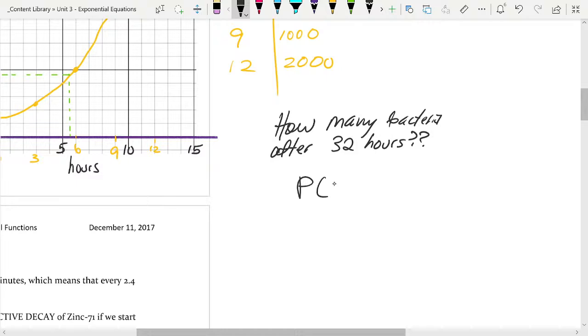I'll remind us the equation was P at H equals 125 times 2 to the exponent x over 3. Is that right? Right, it was 125 in 3 hours? Okay, cool. So use that.